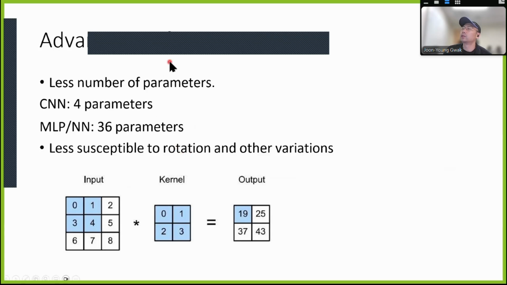But the CNN, first of all, uses this fixed kernel, which has learnable weights, but much smaller in number. In this 2 by 2 matrix of the kernel, there are 4 parameters to train, as opposed to 36, and it also takes into account the spatial structure, so it's more robust to detecting rotation or other variations in the input. So these are the main advantages of the CNN.